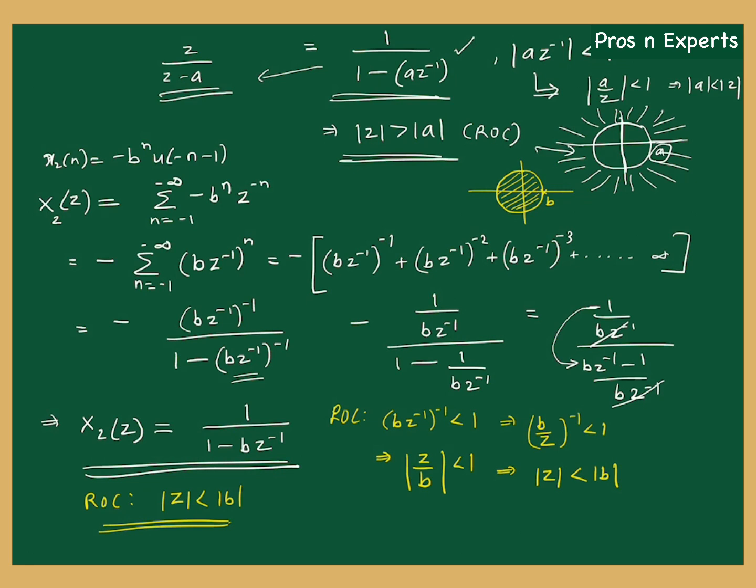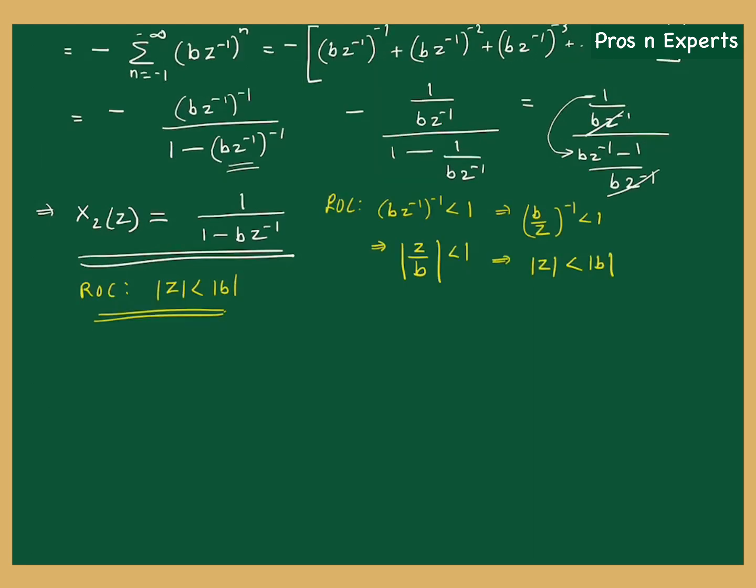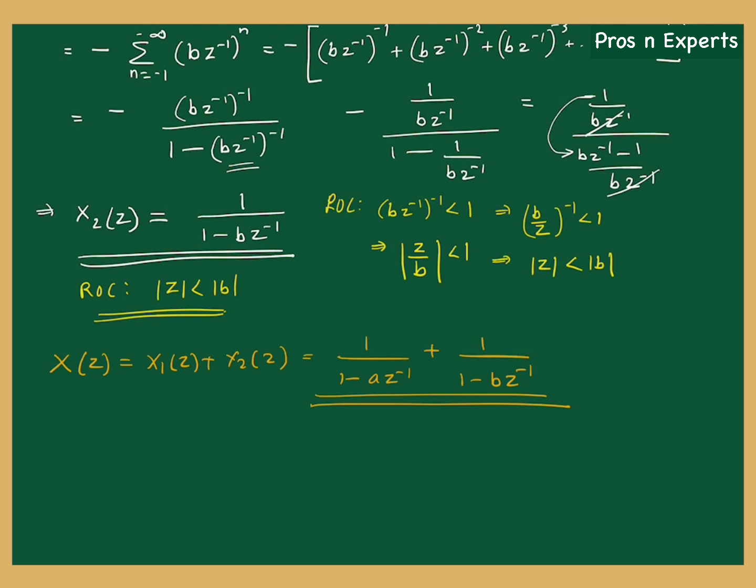So from the question, what is the question? The question asked us to determine the z transform and plot the ROC of the signal. So the total z transform of the signal X of z is equal to X1 of z plus X2 of z, which is 1 by 1 minus a z inverse plus 1 by 1 minus b z inverse. So this is the total z transform.